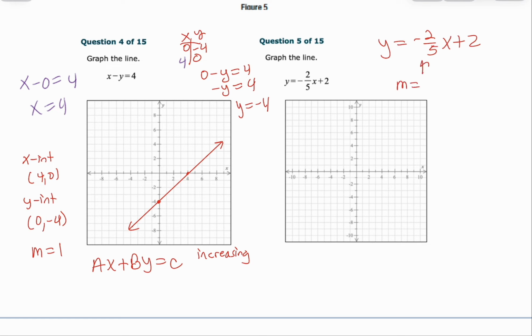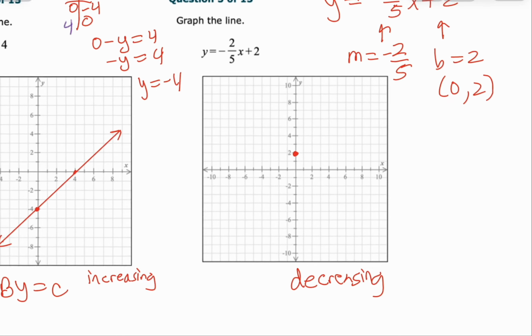So I know my slope is -2/5. My line should be decreasing. I know that my y-intercept is 2, so it's going to go through the point (0, 2). So in that case, I would use that as my starting value, my initial value, (0, 2).